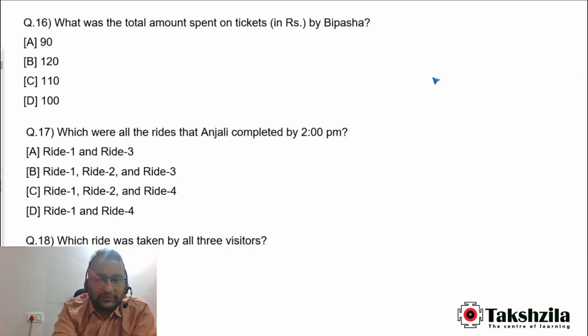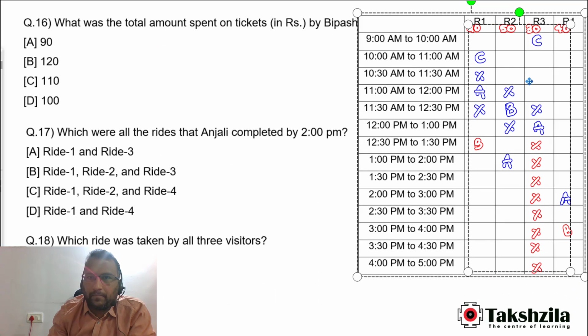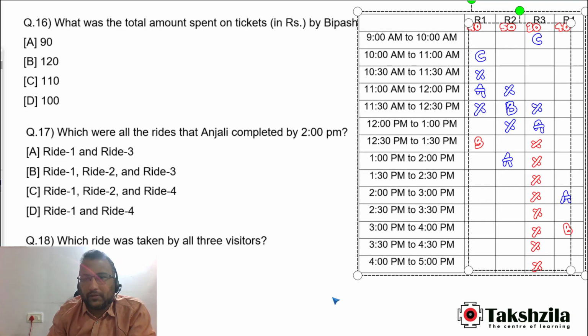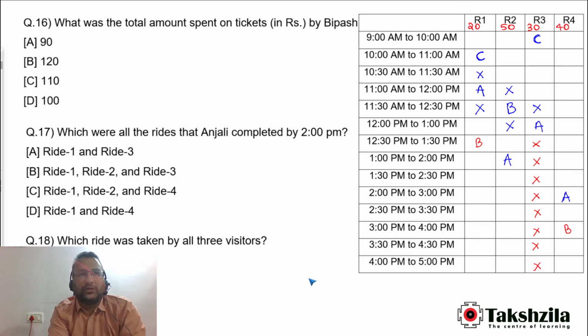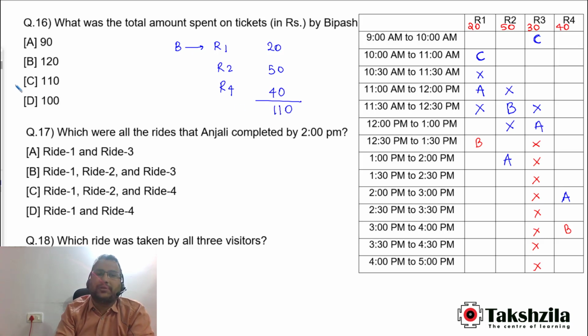These are the questions. The first question is, what was the total amount spent on tickets by Bipasha? So Bipasha took 3 rides. Which rides did Bipasha take? Bipasha took R1, R2 and R4. For R1 it is 20 rupees, R2 it is 50 rupees, and R4 it is 40 rupees. The total amount spent by Bipasha is equal to 110 rupees.